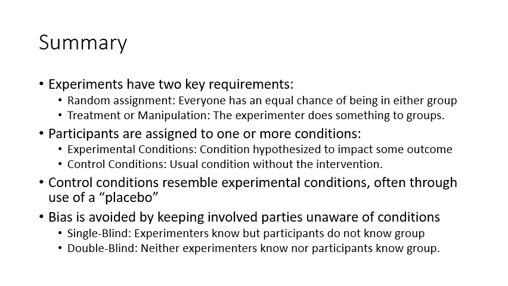Control conditions resemble experiment conditions, often through use of a placebo, and bias is avoided by keeping involved parties unaware of conditions. A single-blind study, experimenters know but participants do not know which group, and a double-blind study, neither experimenters nor participants know which group any individual is in.